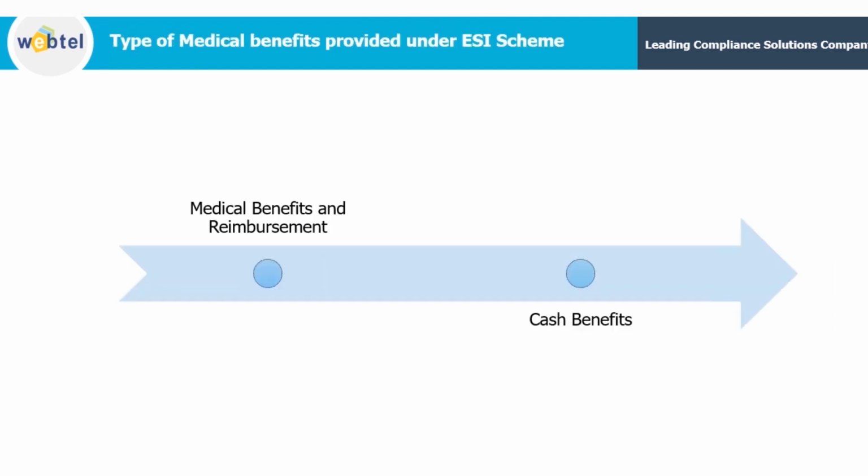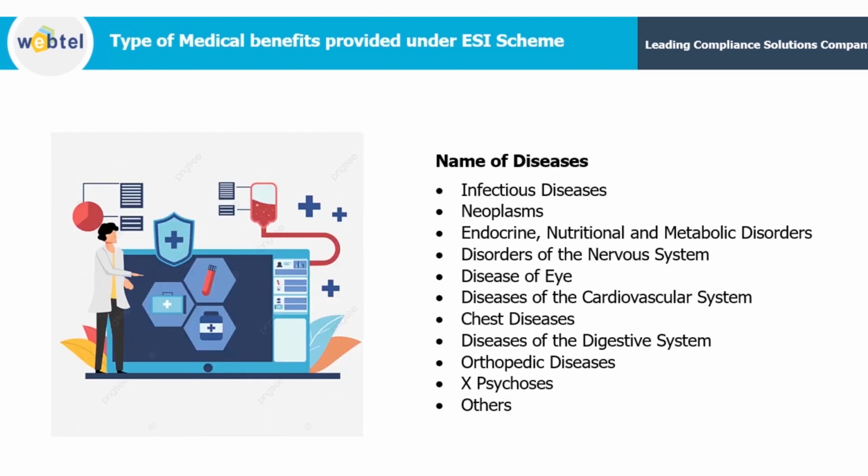Now coming to the medical benefits that are to be provided under the ESIC scheme. There are medical benefits and reimbursements, plus there are cash benefits also being provided to the employees. Now there are some limited or listed diseases that are to be covered under the ESIC scheme. Some of the names have been displayed onto the screen. As you can see, there are infectious diseases, endocrine, nutritional and metabolic disorders, eye diseases, chest diseases. So these are the kinds of diseases that are to be covered under the ESIC program.